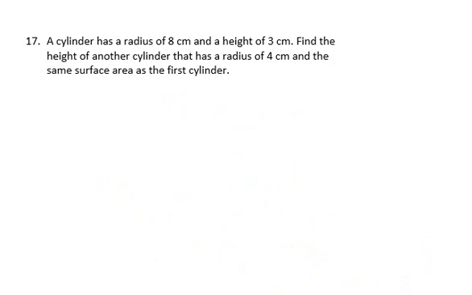Number 17, a cylinder has a radius of 8 centimeters and a height of 3 centimeters. Find the height of another cylinder that has a radius of 4 centimeters and the same surface area as the first. Okay, so we need to figure out what the surface area of that first cylinder is. That first cylinder has a radius of 8 and a height of 3. So let's figure out its surface area. There we go. So surface area is 2 pi r h plus 2 pi r squared.